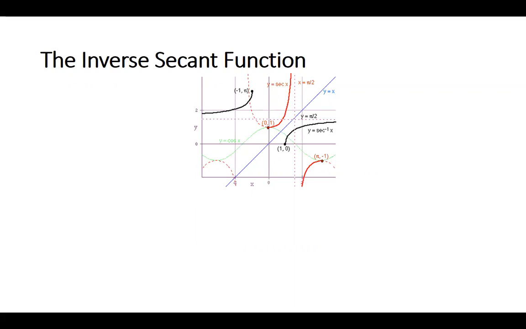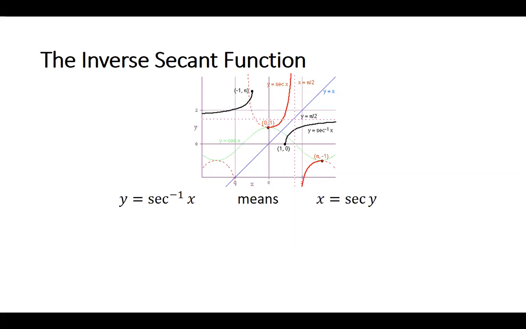Now that we have a one-to-one function, we reflect that over the line y equal to x, and we get the black curves that you see there. So now your domain will be from negative infinity to negative 1, and from 1 to positive infinity, and your range will be from 0 to pi over 2. But remember, there's an asymptote in there, right? So it doesn't include all of that.